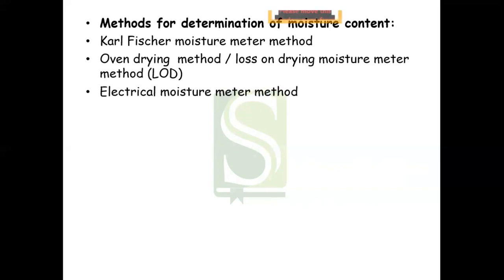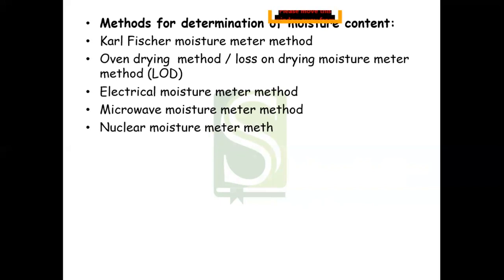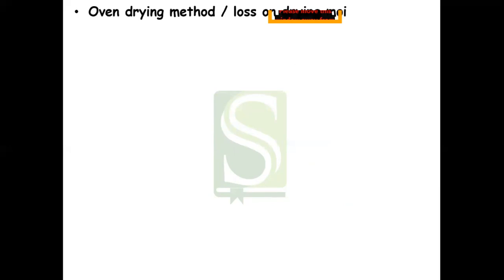Next is the electrical moisture meter method, then the microwave moisture meter method, the nuclear moisture meter method, and the near infrared moisture meter method. Okay, so these are the different techniques. Now we are going to carry out the oven drying method, or loss on drying moisture meter method.